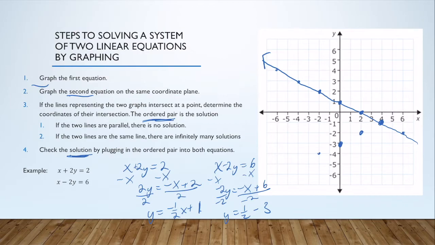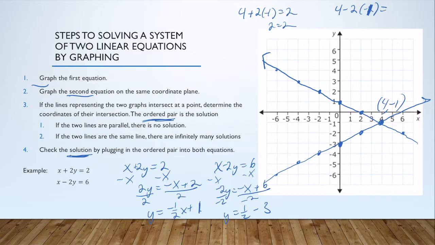There you have it. See how clearly we can see where these two lines intersect? It's when x is 4, y is negative 1. Let me plug that into our equations to check our answer. I have 4 plus 2 times negative 1 is 2. 2 is 2. That's correct. I have 4 minus 2 times negative 1 is 6. 4 plus 2 is 6. I agree with that. So our solution is (4, negative 1).